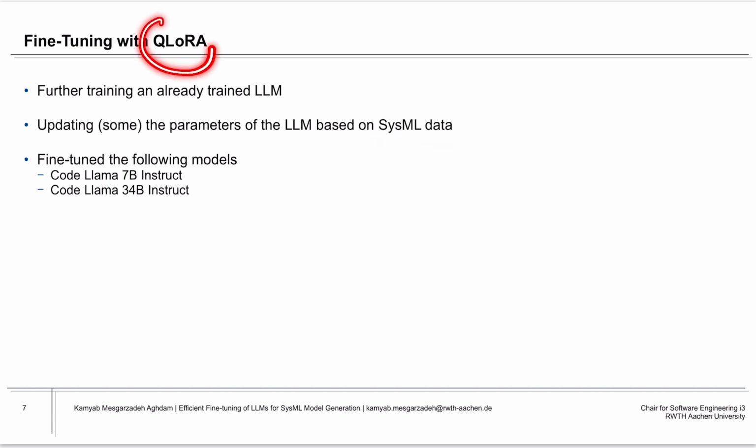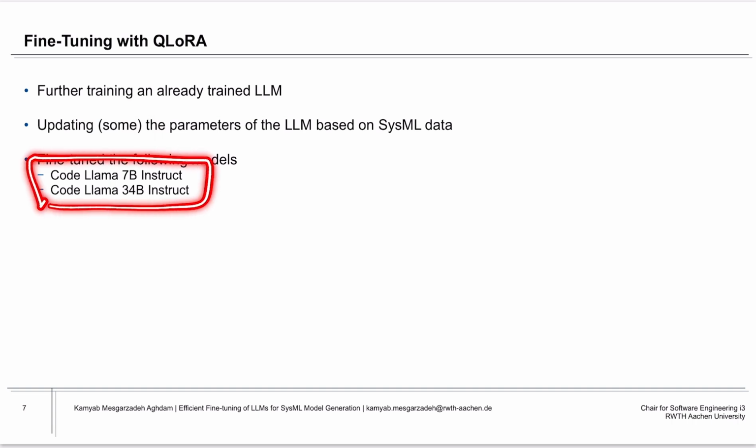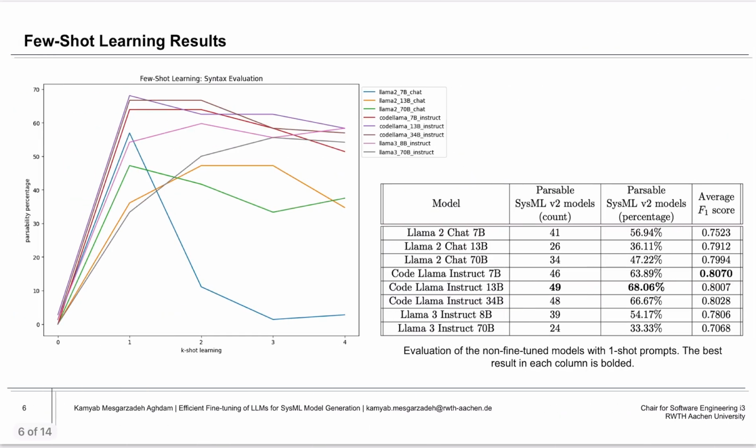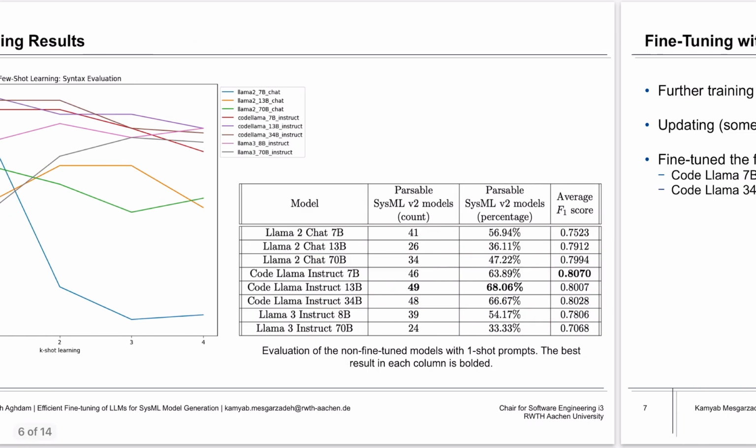And I used the QLoRA approach, which is an efficient way to fine-tune large language models that only trains some of the parameters. And furthermore, I fine-tuned these two large language models, so the Code Llama 7B and the Code Llama 34B. These were also among the best models in the few-shot learning experiment.